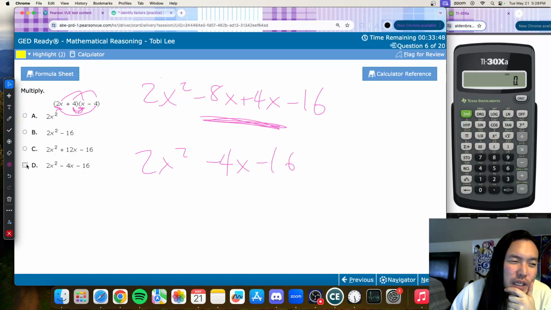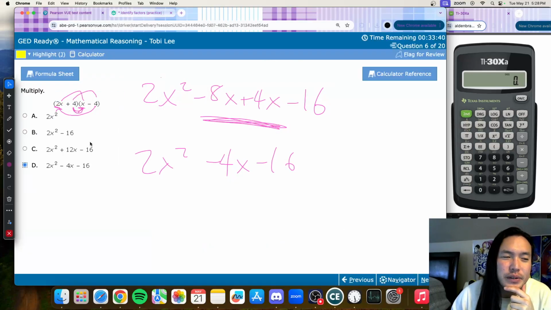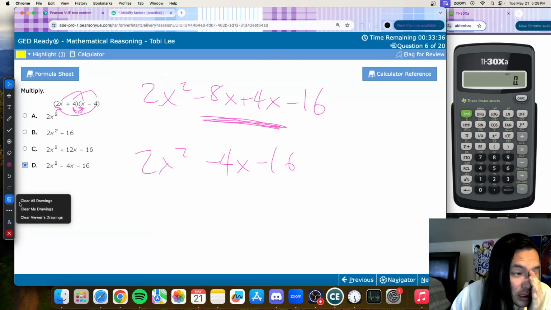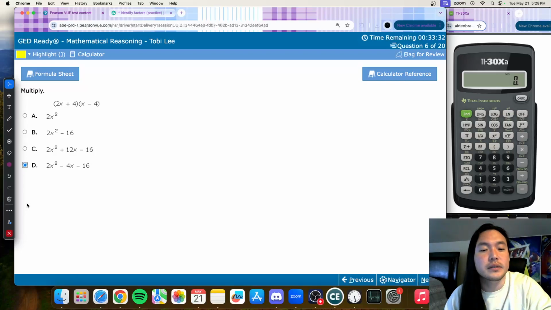Again, basic foiling. Definitely, if you struggle with this type of stuff, this is all in the pre-algebra section of Khan Academy. Definitely work through that. They have really in-depth videos. If you want to work on it together right now, we can. Just let me know, right?